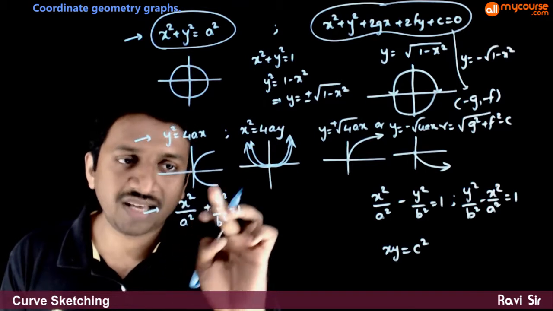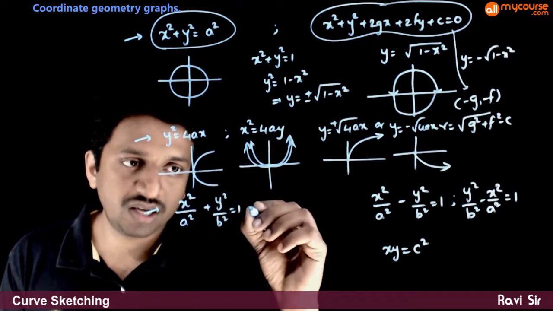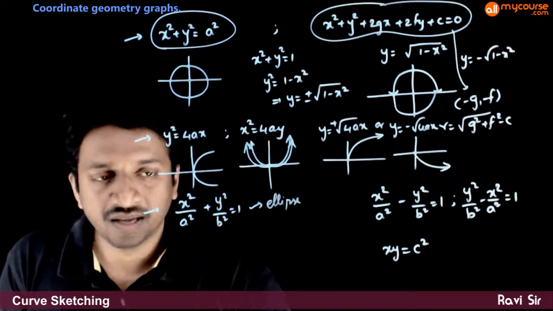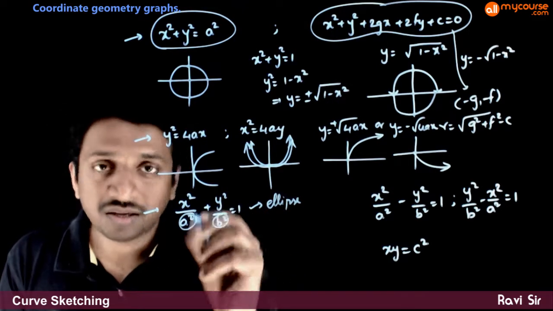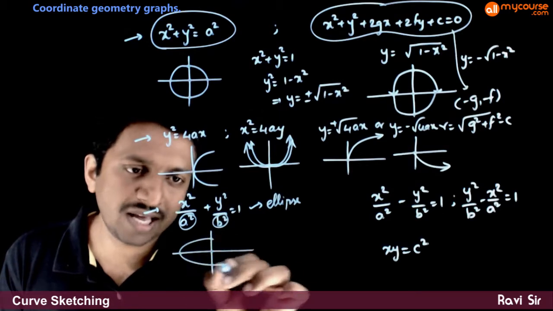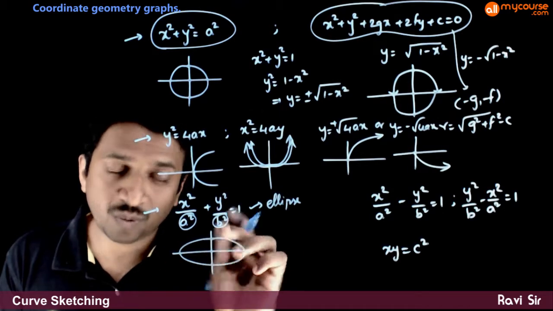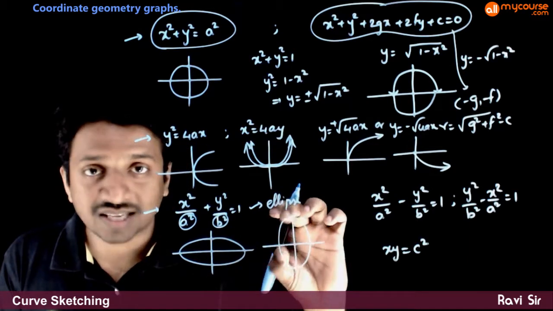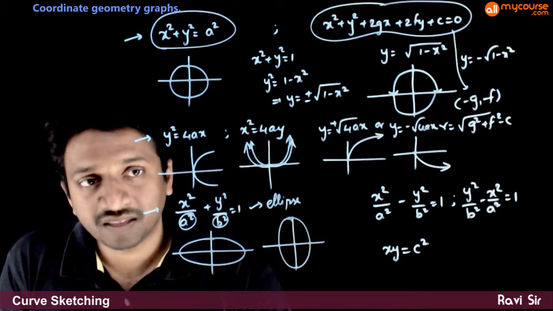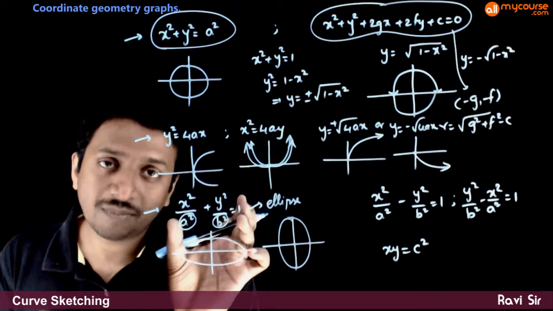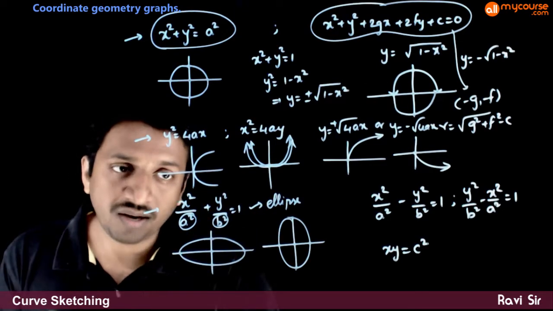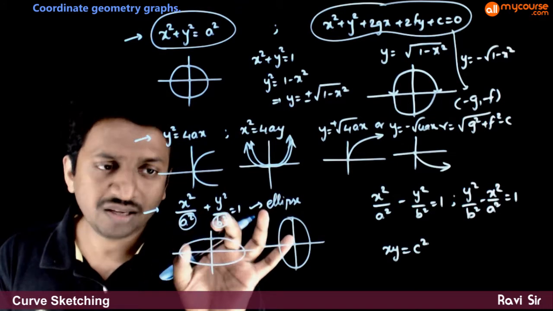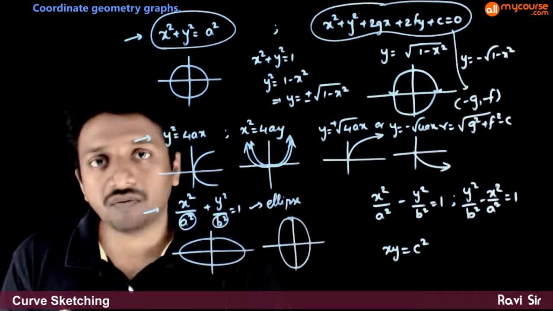Next, x square by a square plus y square by b square is equal to 1 represents an ellipse. So if a is more than b, you get an ellipse in the horizontal direction. If b is more than a, you get an ellipse which is along the y-axis. So x square by a square plus y square by b square is equal to 1 represents an ellipse. Depending on the values of a and b, you either get a horizontal ellipse or a vertical ellipse.